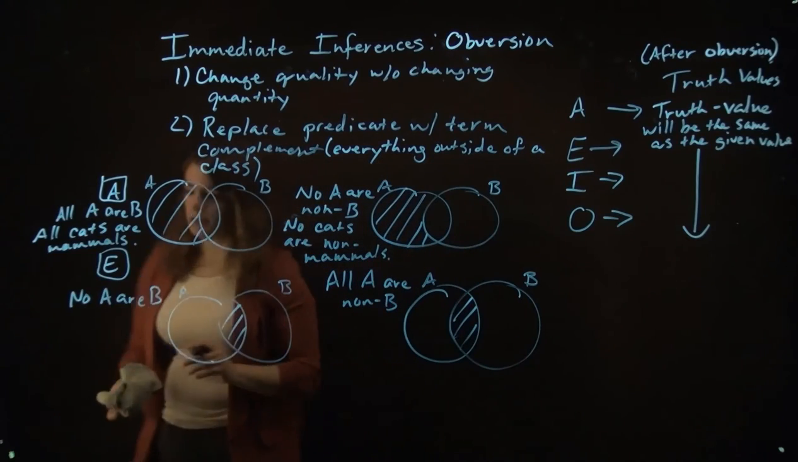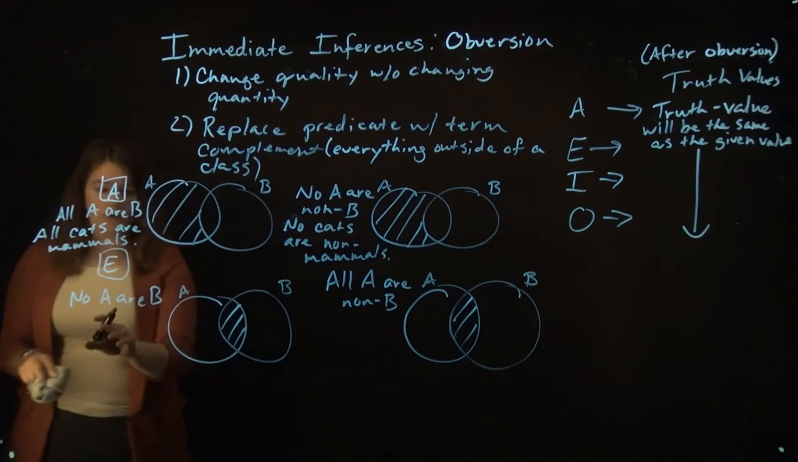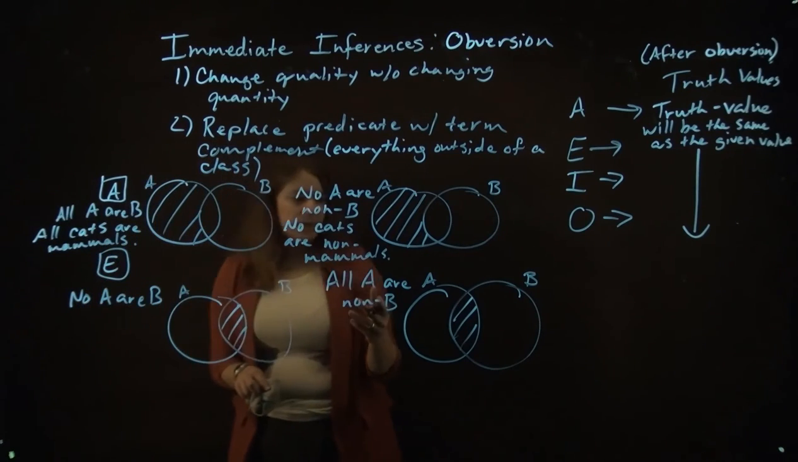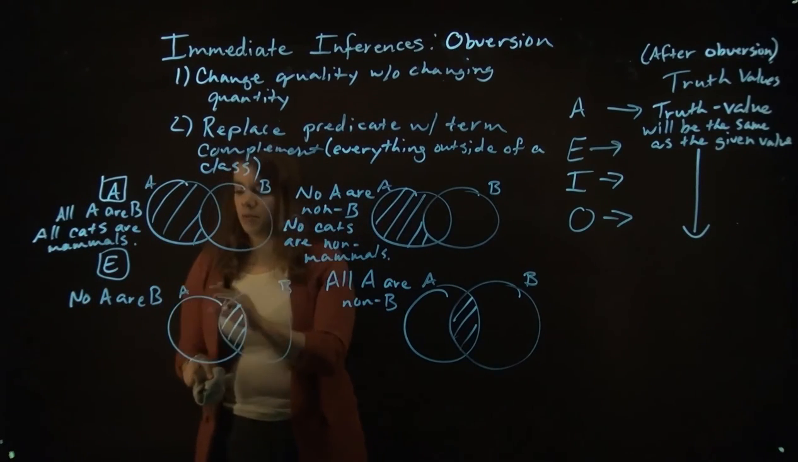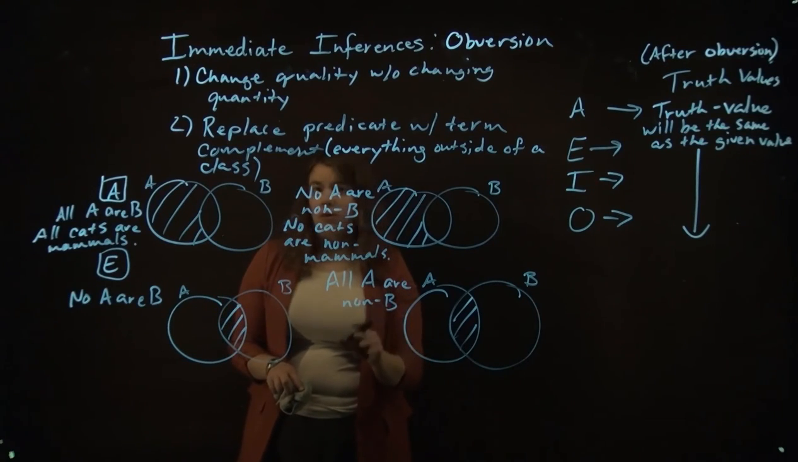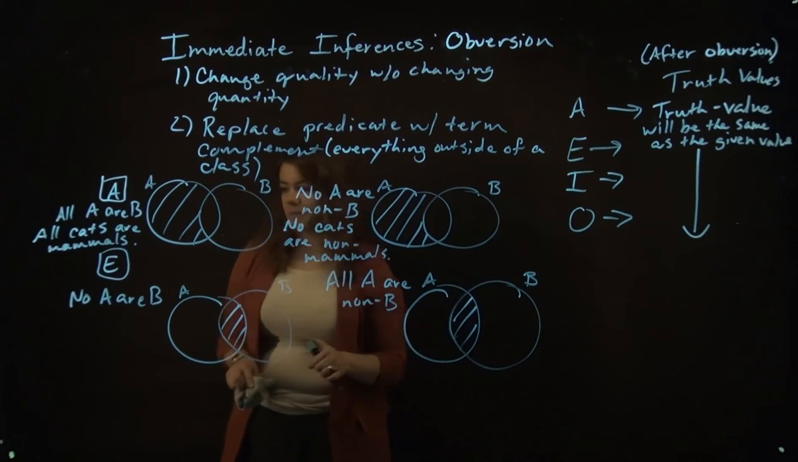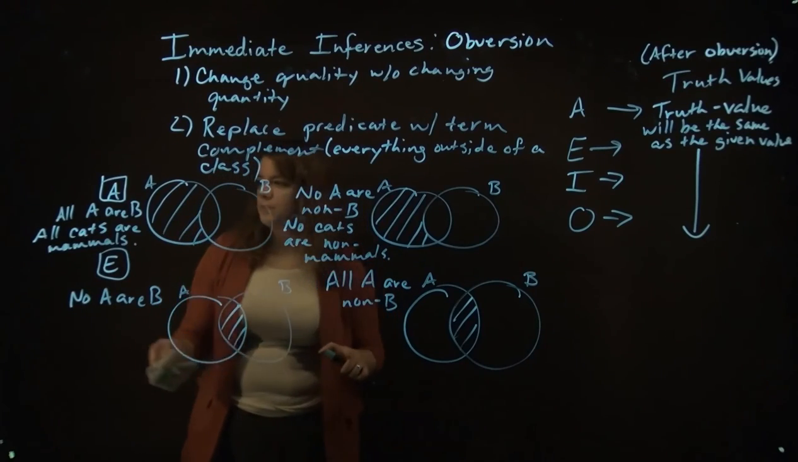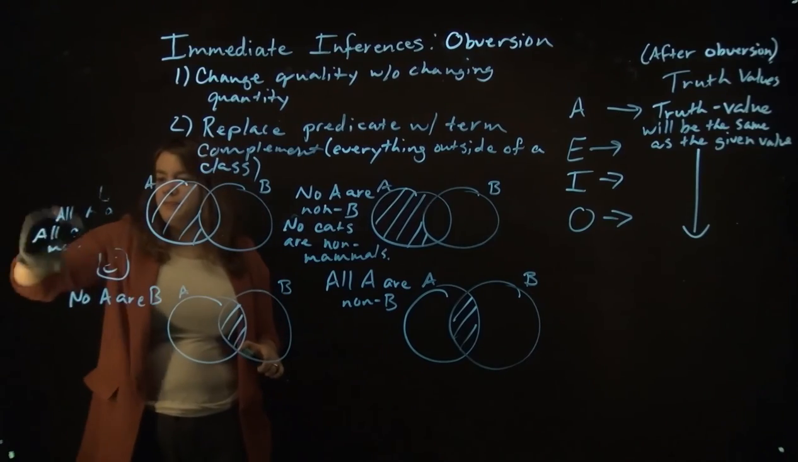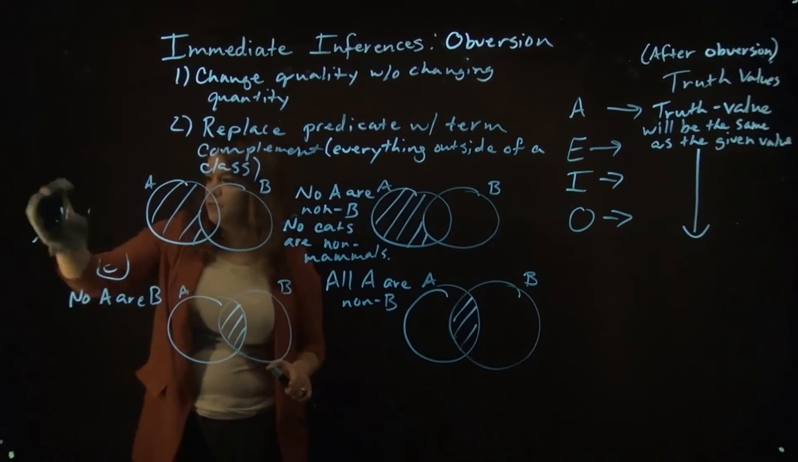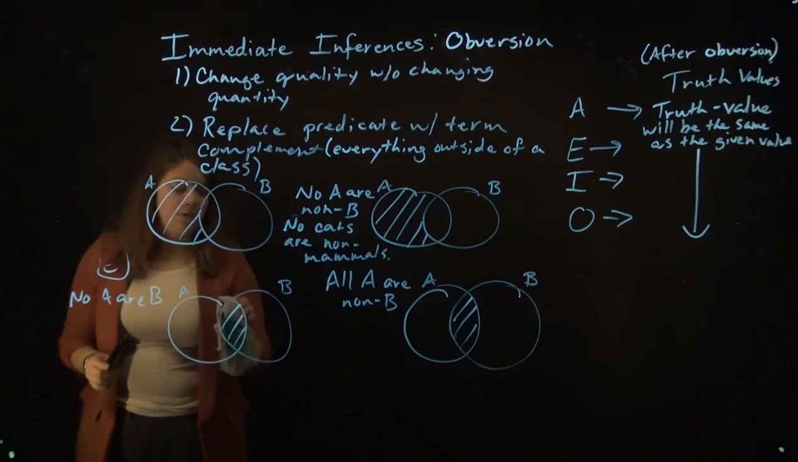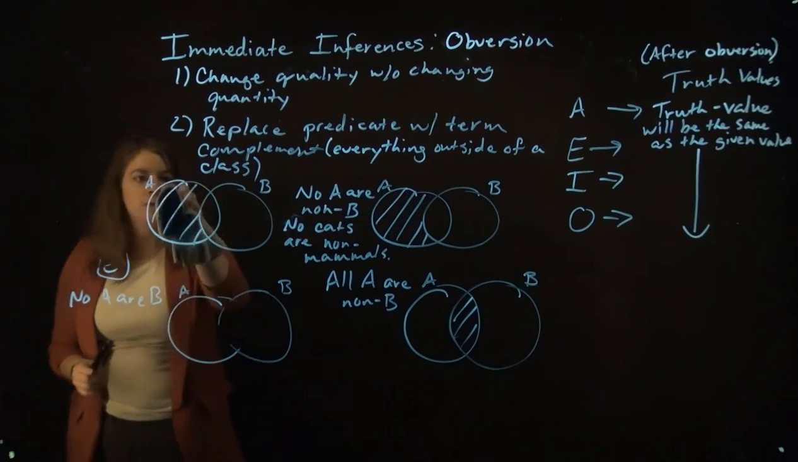So again, we can see this here with the E statements. No A's are B's, for example, no cats are reptiles, when we obvert that, has the same exact truth value as all cats are non-reptiles. Okay. So that's, again, fairly self-explanatory on that point. So let's talk about the other two statements just to show you what it looks like on a Venn diagram here before we move on to the next inference.